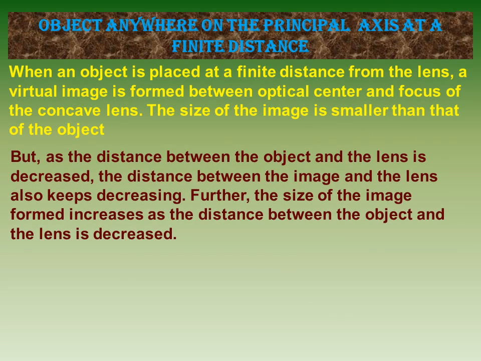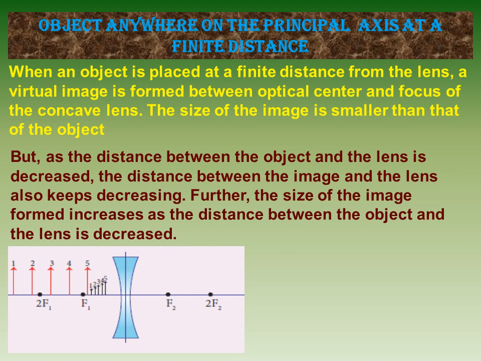Object anywhere on the principal axis at a finite distance. When an object is placed at a finite distance from the lens, a virtual image is formed between the optical center and focus of the concave lens. The size of the image is smaller than that of the object.